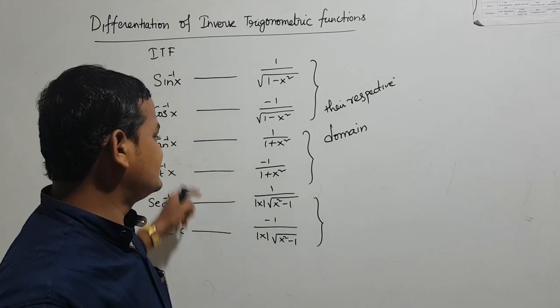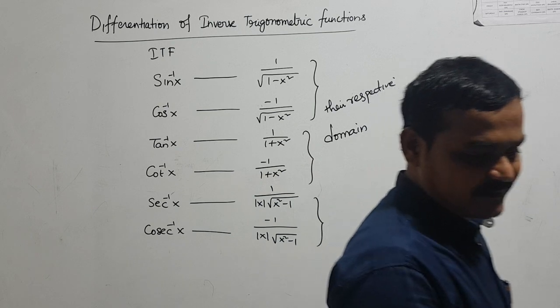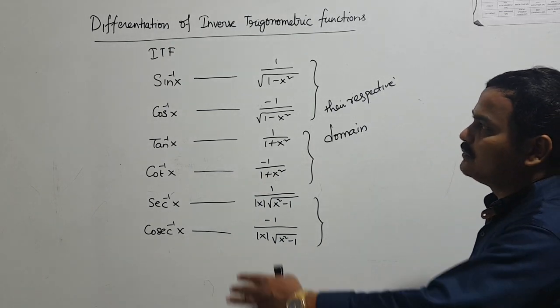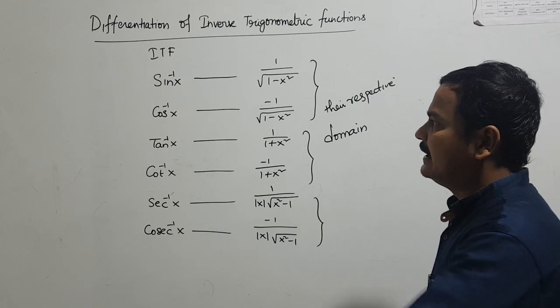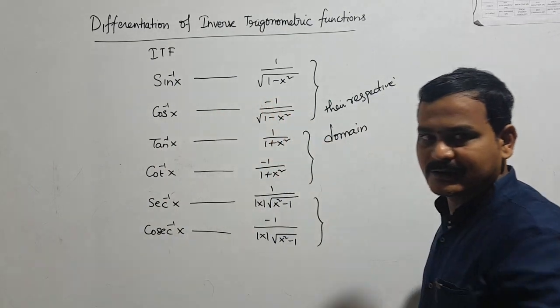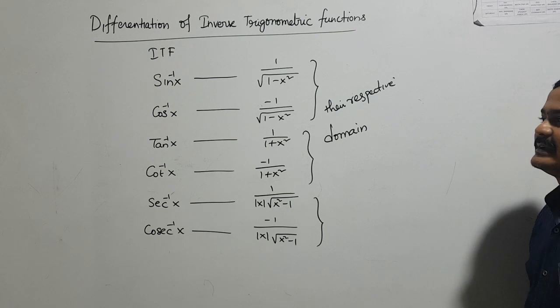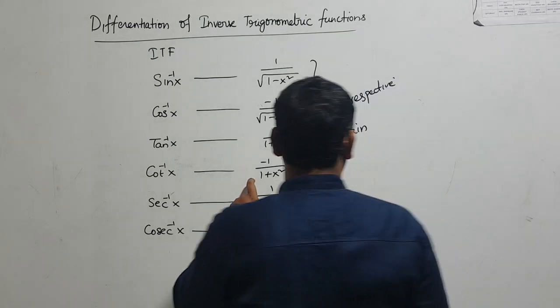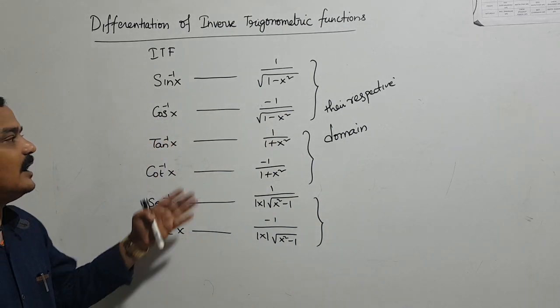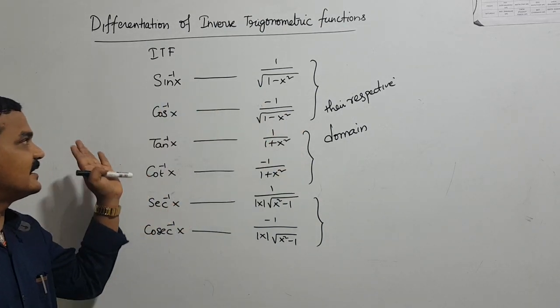Sir, I am explaining these six formulas, how they came. Now we are going to discuss how the sin inverse x derivative is 1 by root over 1 minus x square, and cos inverse x is minus 1 by root over 1 minus x square, tan inverse x is equal to 1 by 1 plus x square, and cot inverse x is equal to minus 1 by 1 plus x square. How are these derivatives coming? We are now going to derive this.